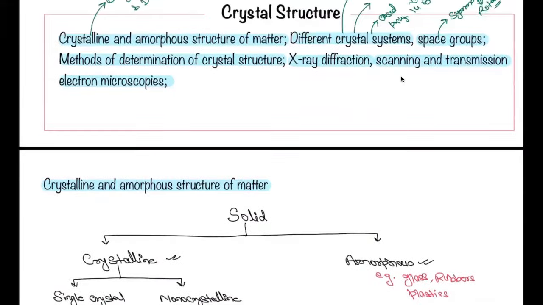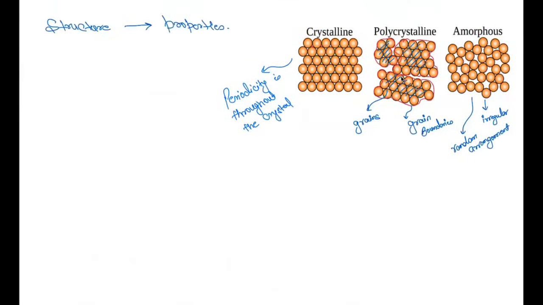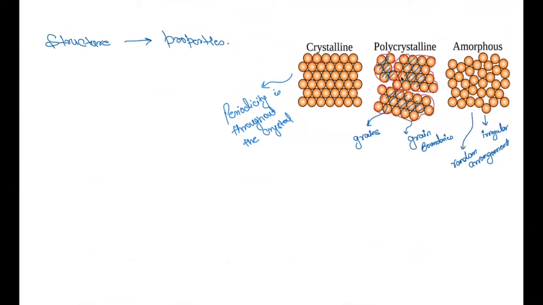I guess we have completed the crystalline and amorphous structure of solids. Here, you should be careful. Just two things are important: the difference between crystalline solid and amorphous solid, and the difference between crystalline solid and polycrystalline solid. You can get a 10-mark question, nothing more than that is required here.